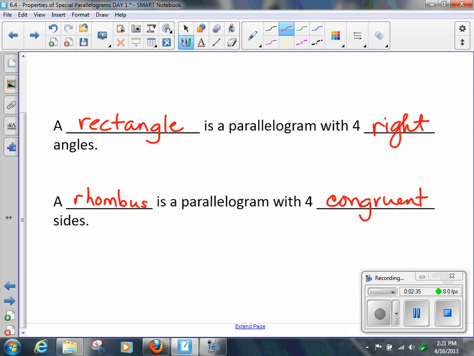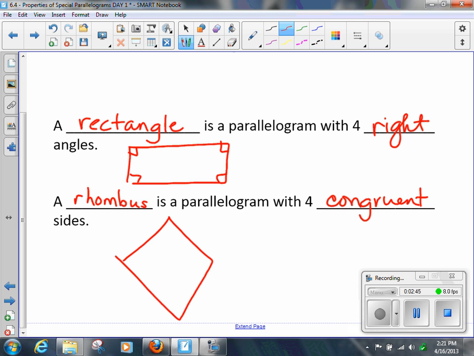It is a rhombus. So a rectangle is a parallelogram with 4 right angles. These are all the definitions. And a rhombus looks like a diamond, but it's not. We don't call it a diamond. It does look like a parallelogram, and it also looks like a square sometimes. Not always, but sometimes.